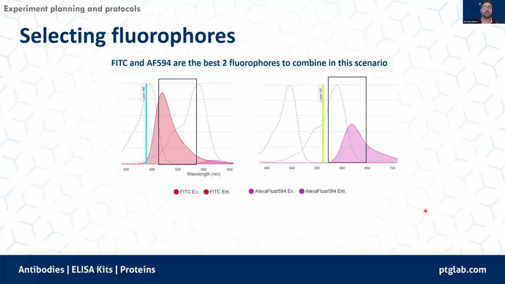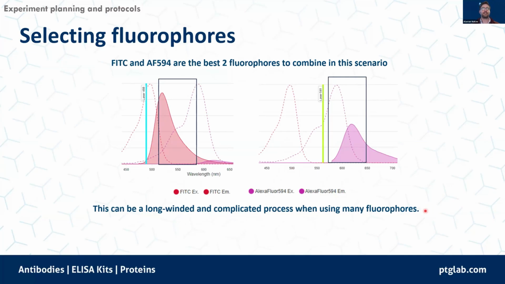And hopefully, that will help us identify that in the context of these three fluorophore options, the best ones to select would be FcZero and Alastair 594, because doing so, neither of those are going to spill over into the other channels. Now, you'll appreciate that we've looked at just three fluorophores in this case, and as your panel grows, this can become an increasingly long-winded and sometimes complicated process.